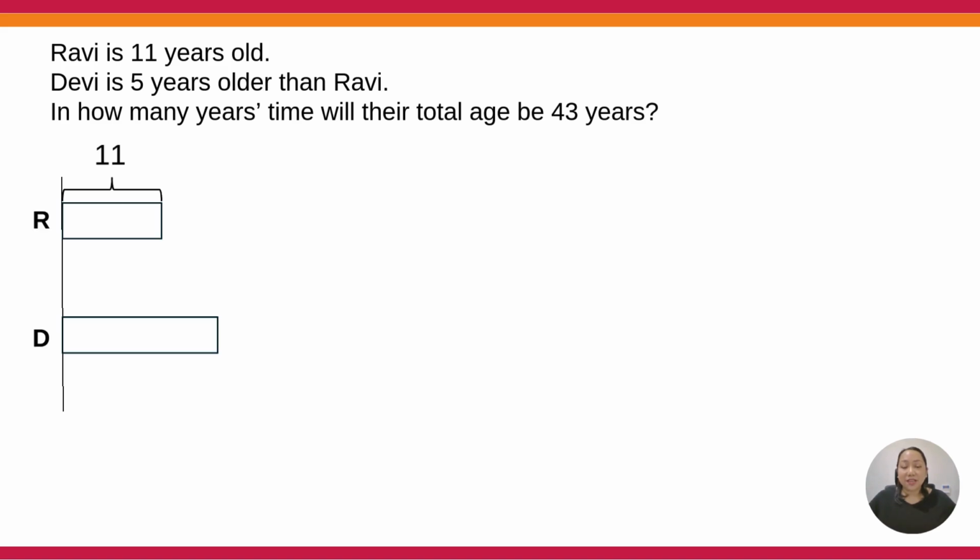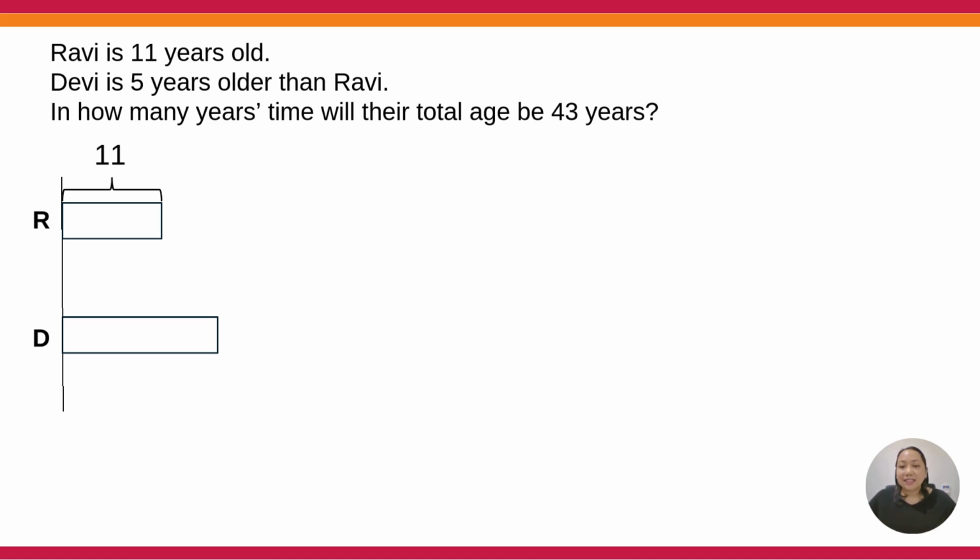Since we are comparing here the age of Ravi and Devi, we can start with a comparison model. So we'll start with a straight line and the labels R and D on the left side. So for Ravi's bar, we will draw a short bar and label that 11 because Ravi is 11 years old.